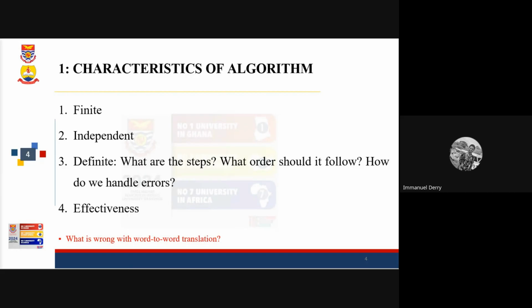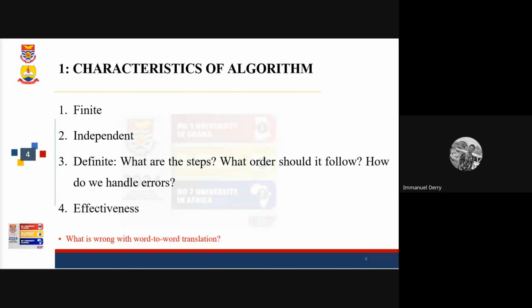So the example I gave earlier, 2 plus 2 to give us a 4. We all know that arithmetic operations only work on numerical values. What happens if a person provides a string like a name? So these are errors from the input. How do we handle all of them? So an algorithm should be able to handle all these errors, and then it should be effective.